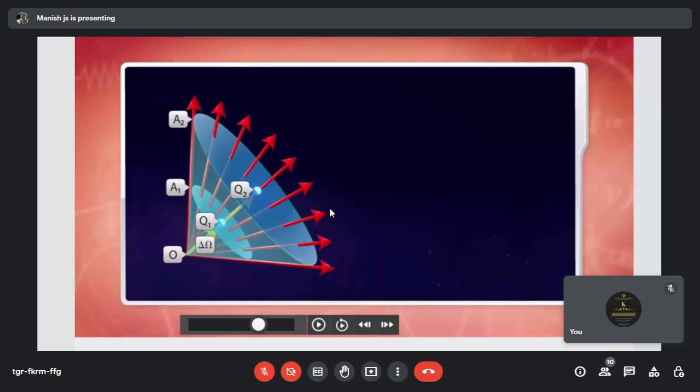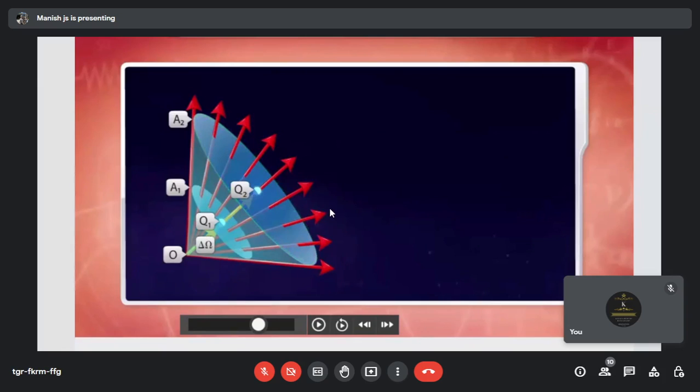You can see that area element A2 is sweeping out a greater area. But the area element A1 has a smaller area. In the lesser area, you have more electric lines of force passing. So the number of electric lines of force passing per unit area, you call that electric flux. We call that electric flux. Okay. So here we are trying to introduce the concept of electric flux.